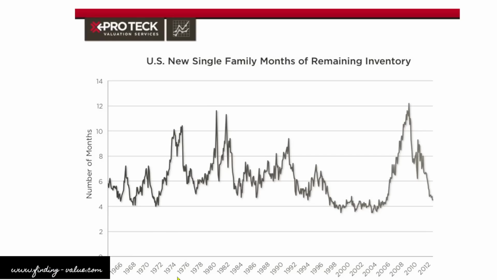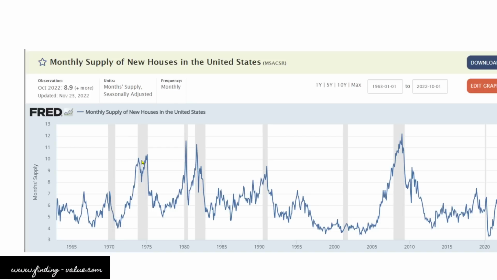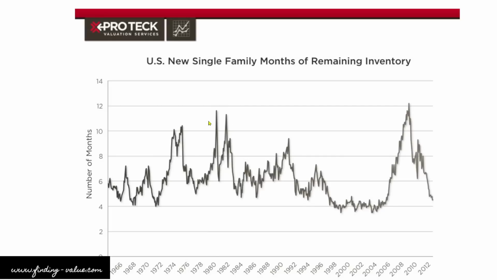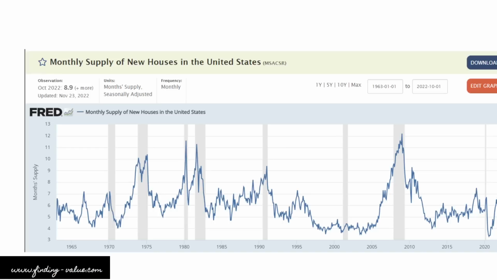High inventory in 1974, there's your recession in '74, '75. High months of inventory in 1980. In 1980, we were off the charts in inventory. It's being driven by the demographic and how the real estate market interacts with that demographic. And you can see all of these recessions.